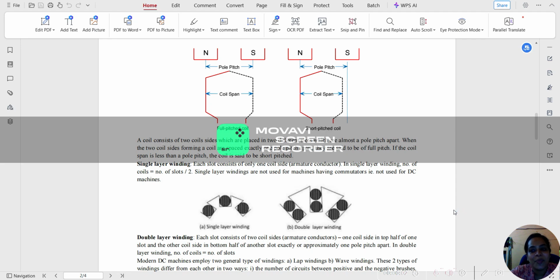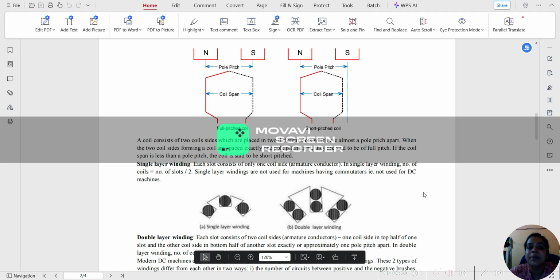Okay, so in this topic we are going to study the types of armature windings. As a continuation of the second class, we will deal with the types of armature winding. We already studied full pitched and short pitched coils. So in this class, we are going to study another type of winding, that is single layer winding and double layer winding. What is meant by single layer winding?